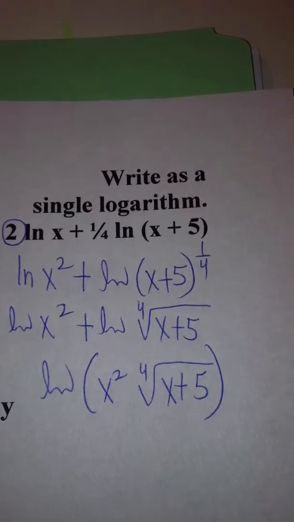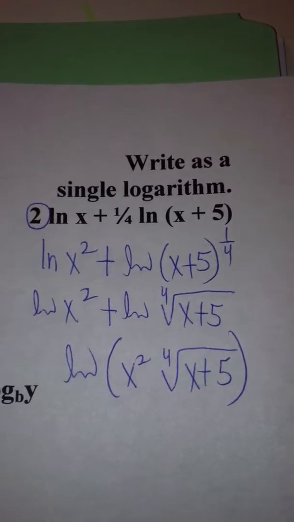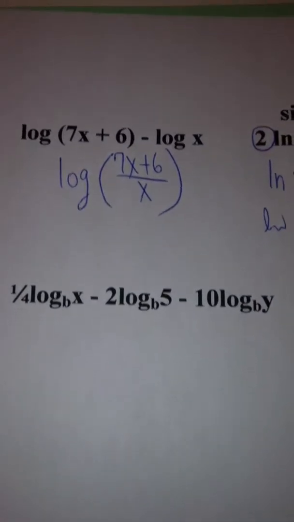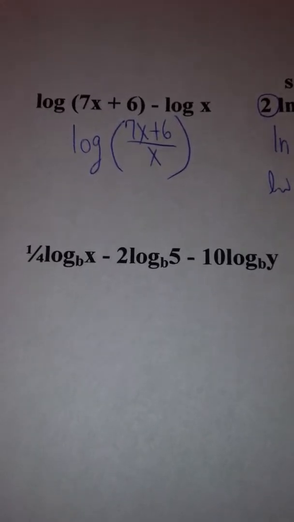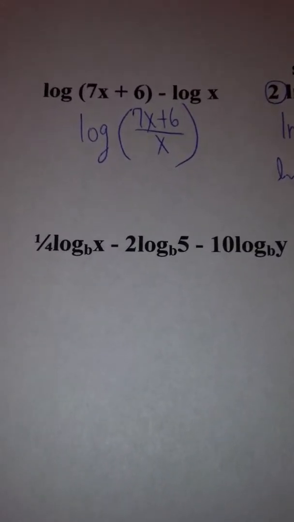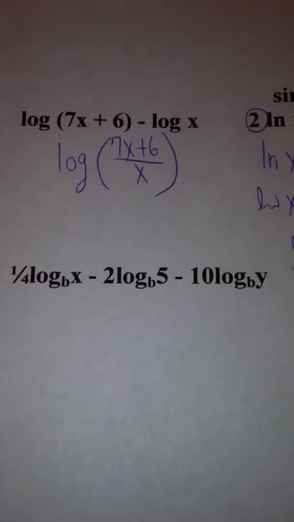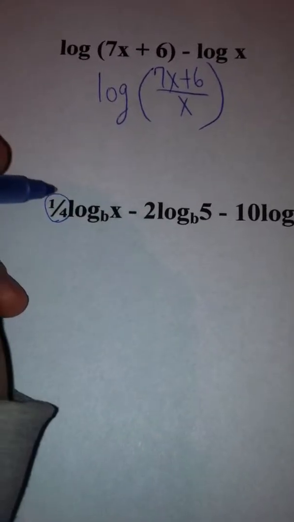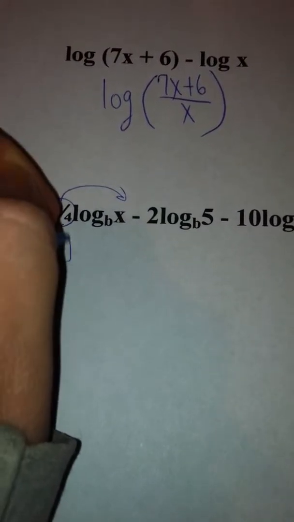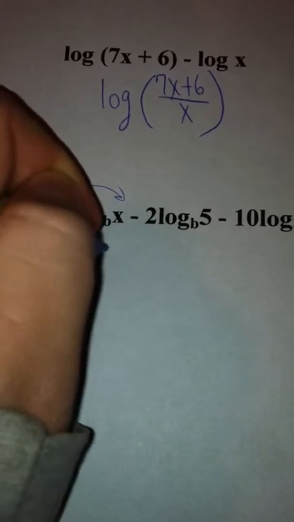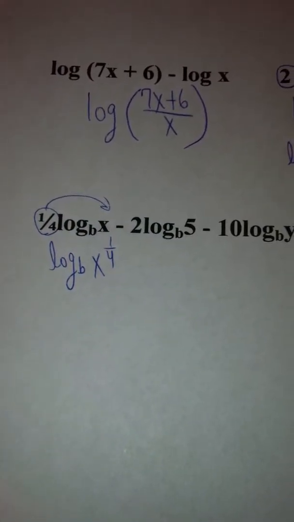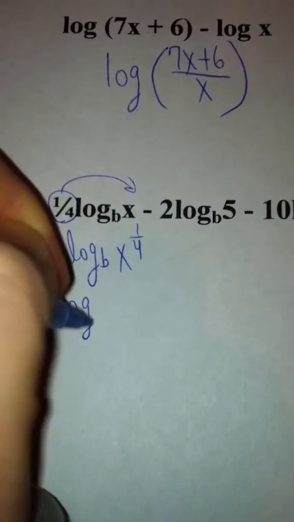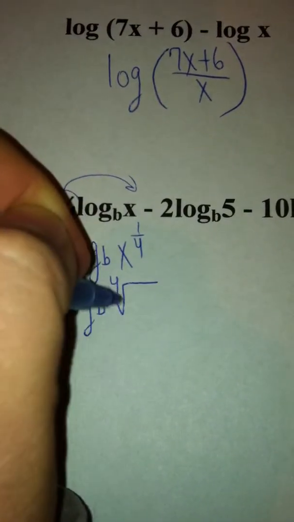Let's look at a more complicated expression. We have this expression and we need to condense it into one single log expression. Well, the first thing we can do is, again, take the 1/4 and put it back as an exponent. So that will give us log base b of x to the 1/4. And we'll go ahead and write that in radical form. So we have log base b of the 4th root of x.